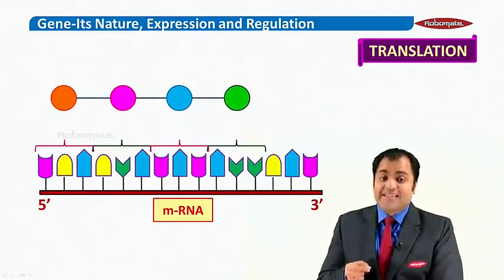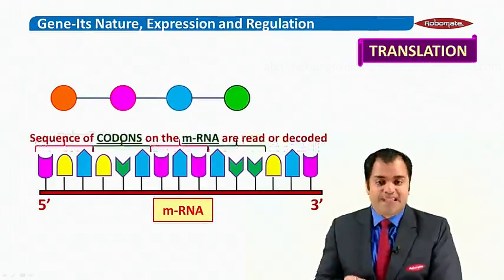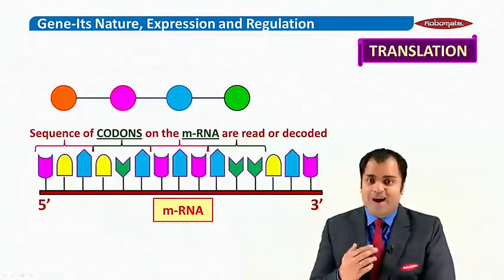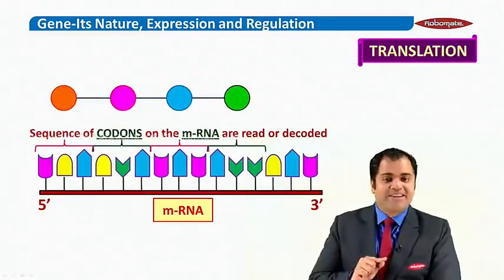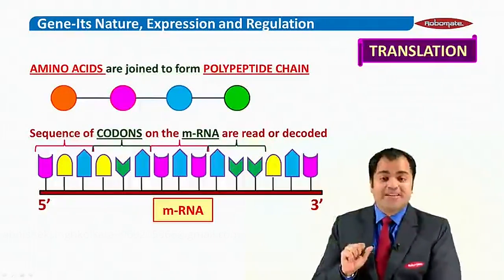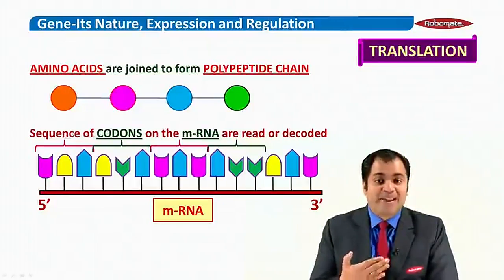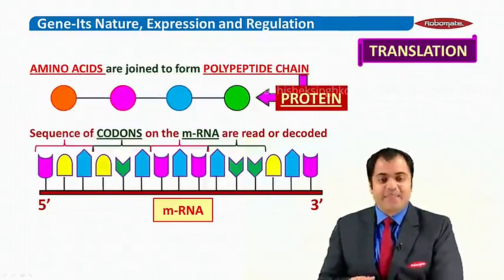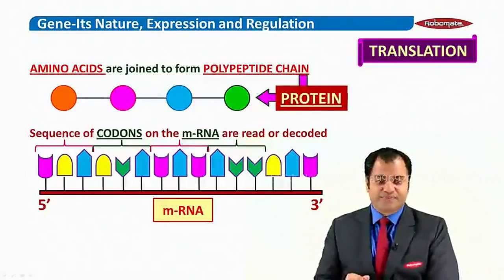I can say that translation is a process, right, where the sequence of codons on the mRNA is read or decoded to give you amino acids, which are joined to form the polypeptide chain, which we call the protein. Is that okay? And that is translation for you.